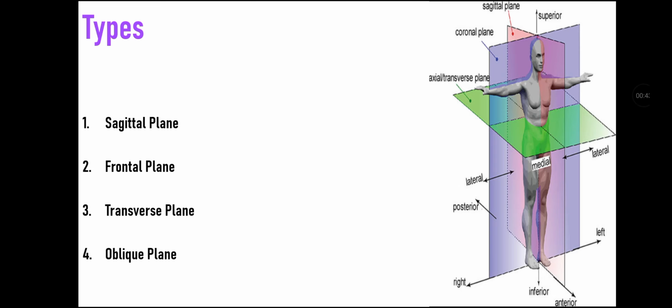Now let's talk about the types of anatomical planes. These are the sagittal plane, frontal plane, and transverse plane. These three planes are also called the main anatomical planes. And we have another anatomical plane called the oblique plane, also called the accessory anatomical plane. Now let's talk about these planes one by one. First we will talk about the sagittal plane.